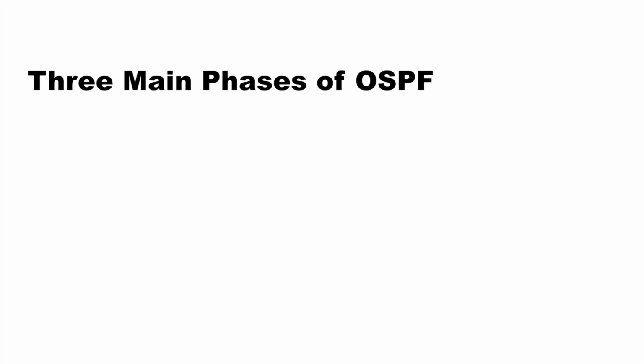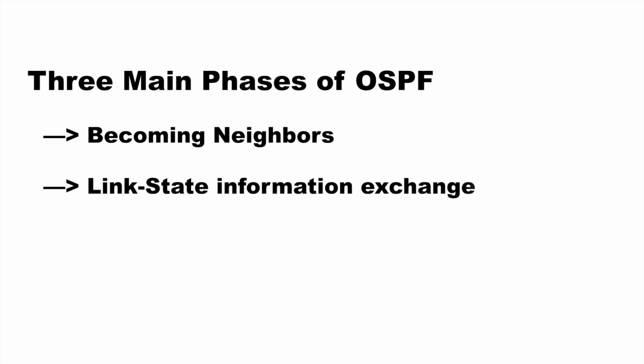There are three main phases that OSPF goes through. So first, it's becoming neighbors. This is a relationship between two different routers that are connected on the same link. So that is the first step. Once the neighborship is complete, it moves into a link state information exchange phase. In this phase, the two routers that have become neighbors start exchanging database information, so all routers will have a complete and the same picture of the topology.